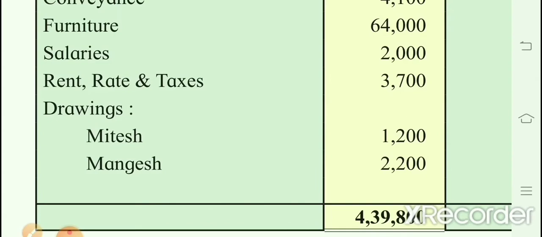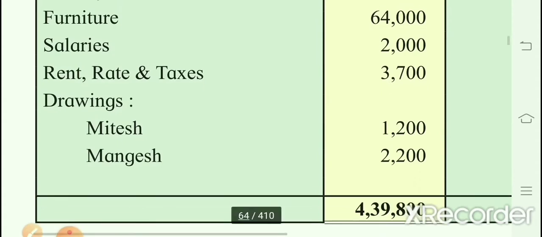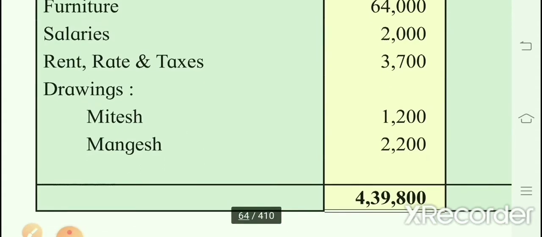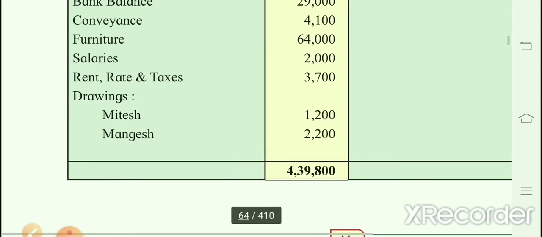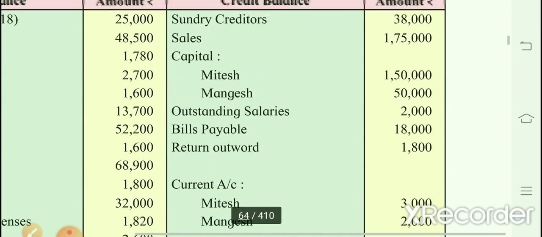We will deduct means in the partner's current account, we will write the drawings on debit side. Remember that if we are going to deduct something from partner's current balance, we will debit it. If we are going to add something to partner's current balance, we will credit it. Okay, so these drawings will be written on debit side of partner's current account. Two drawings, Mitesh amount 1200 and Mangesh amount 2200. Then see the credit side of trial balance.